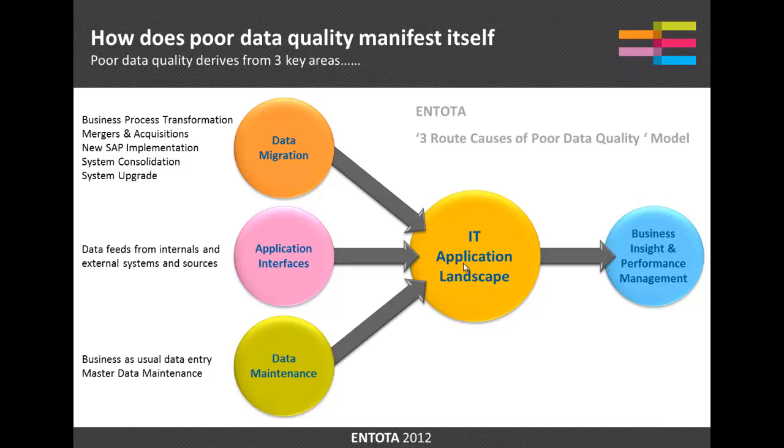Application interfacing being the driving of data coming in from other applications, be those third parties or be those internal systems. The data can come in there, and that can be bringing in bad data, especially from third parties, where we need to then put in place rules and validations to stop that bad data entering into our internal IT application landscape. And we've got our standard data maintenance processes as well.